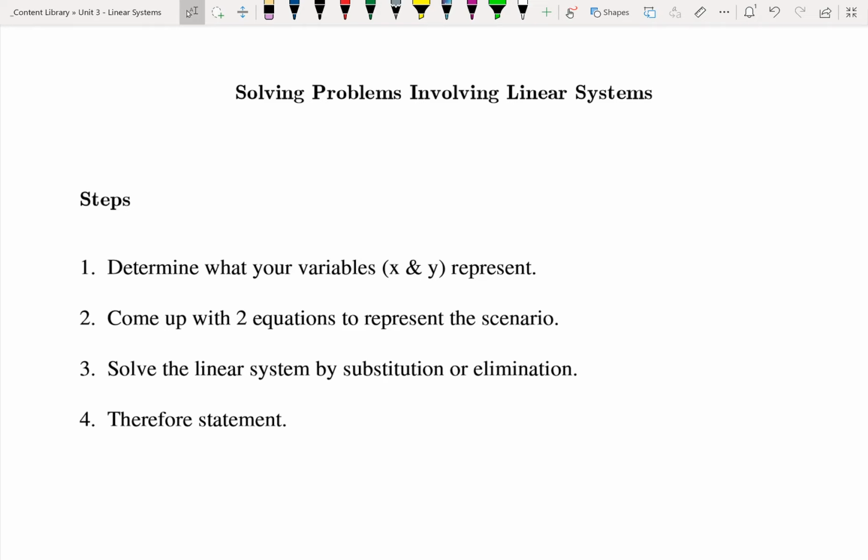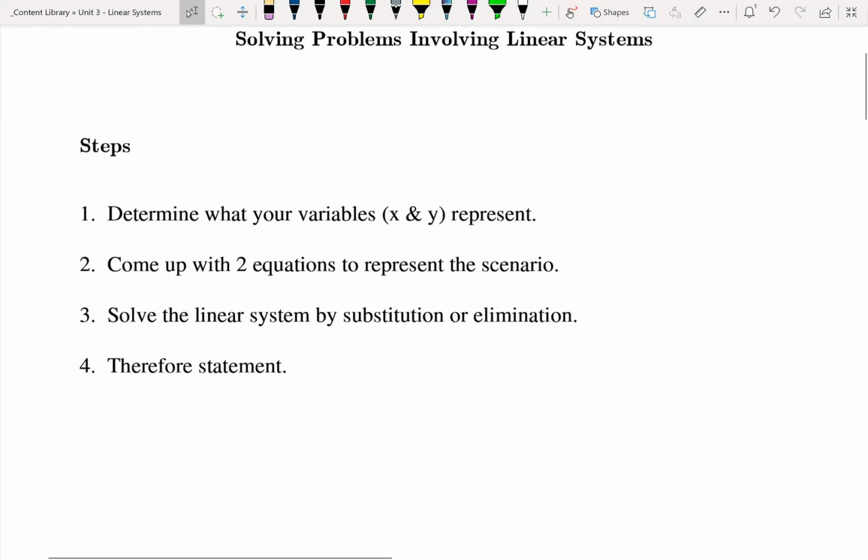And thirdly, we're going to solve the linear system by either substitution or elimination. So when we're dealing with these problems, there's no particular method that you have to use. You can use either substitution or elimination. If there is one you'd rather use or you're more comfortable with, you can use that. However, there are some better options depending on what the equations tend to be. And the last thing we want to do is write a therefore statement, because we are dealing with word problems. So we should have a concluding statement, or a therefore statement.